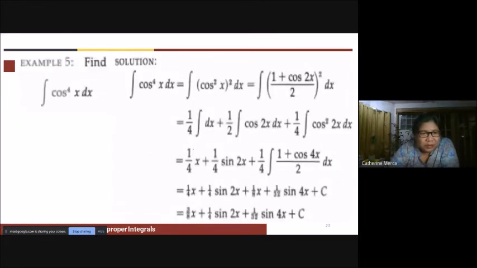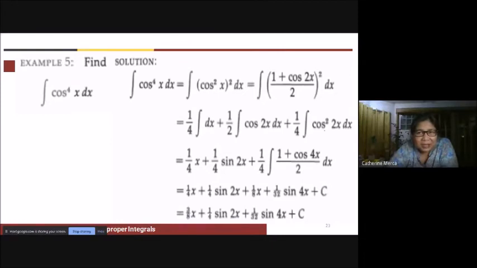So cosine to the fourth x dx. This one, notice that it is even. So if it is even, which one do we use? That 1 plus cosine of 2x squared. Now as I said earlier, when squaring, only sine was used, no? So for sine, you just square it. And then the rest, I hope you already know, is simple.